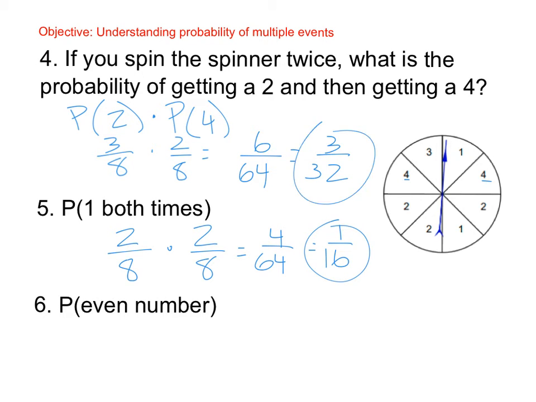Done. What is the probability of an even number? Now, this one's actually a little different because I'm only spinning it once, right? It doesn't say both times. So this one is one experiment. We're only doing one experiment in this problem, so we're not going to multiply anything. How many evens are there? We got 1, 2, 3, 4, 5. So 5 out of 8.